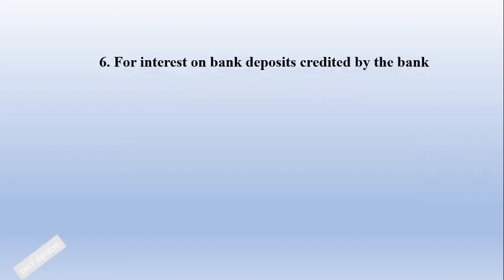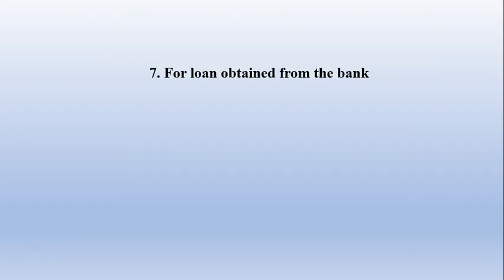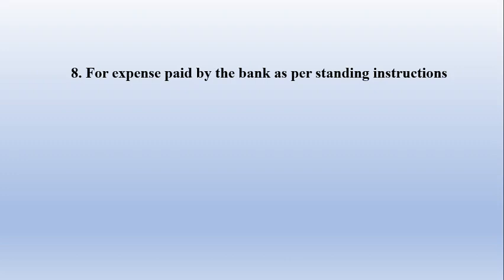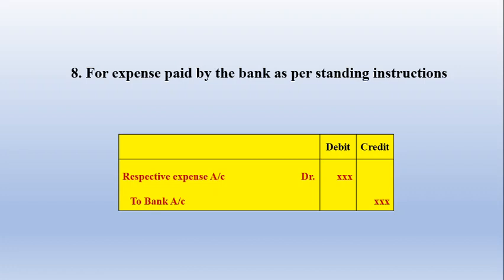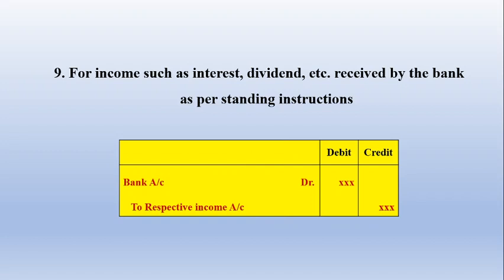6. For interest on bank deposits credited by the bank, the journal entry is bank account debit to interest on bank deposits account. 7. For loan obtained from the bank, the journal entry is bank account debit to bank loan account. 8. For expense paid by the bank as per standing instructions, the journal entry is respective expense account debit to bank account. 9. For income such as interest, dividend, etc. received by the bank as per standing instructions, bank account debit to respective income account is the journal entry.